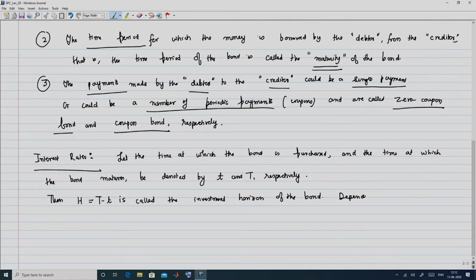Now, depending on h, we consider several cases in order to define the interest rates.